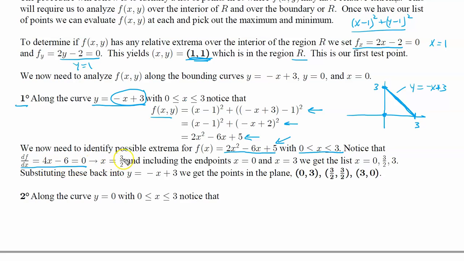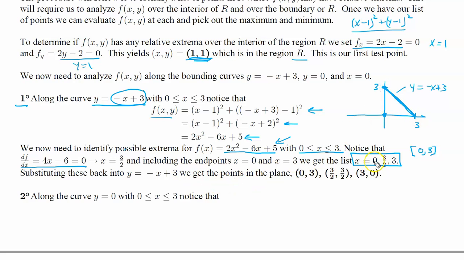And this tells us that x is going to be 3/2. And we must also include the endpoints. Remember, in calculus 1, when you're finding the maximum or minimum over an interval like 0 to 3, you have to throw the endpoints into your list along with the points where your derivative is 0 or does not exist. So therefore, we have this list of points that we must test. These are points where f might have relative extrema over this line.